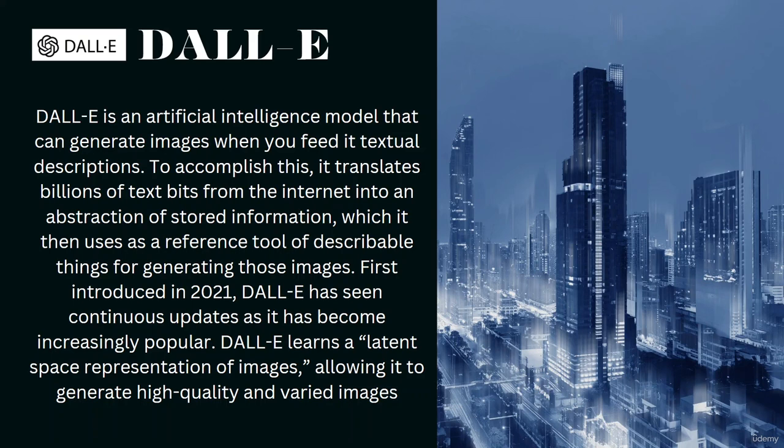You will get a lot of these images, and from there you can choose. Once you have that image, you can also give more commands. Let's say I want to select this particular image, but I want to increase the contrast, or I want to increase the size of the building. You can give those commands, and what will happen is it will give you the outcome accordingly. To accomplish this, it translates billions of text bits from the internet into an abstraction of stored information, which is then used as a reference tool of describable things for generating those images. So it helps you to generate images by decoding different kinds of text bits.